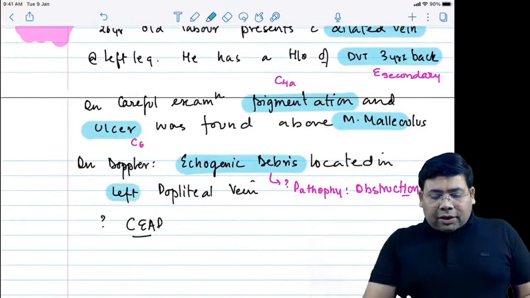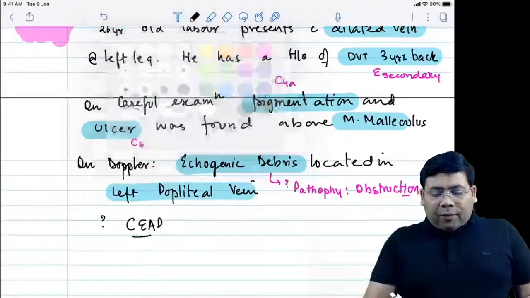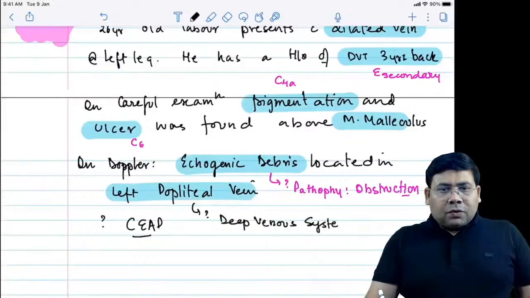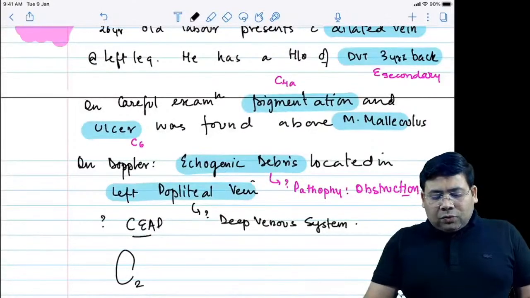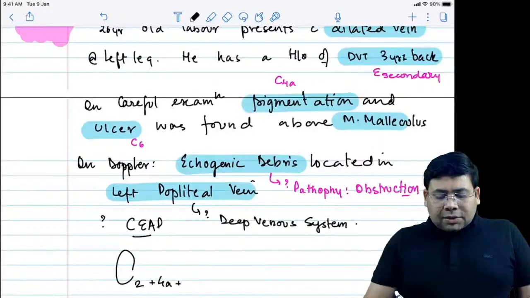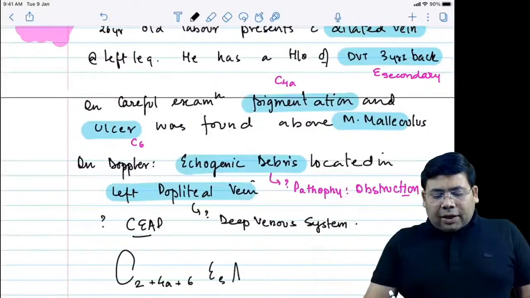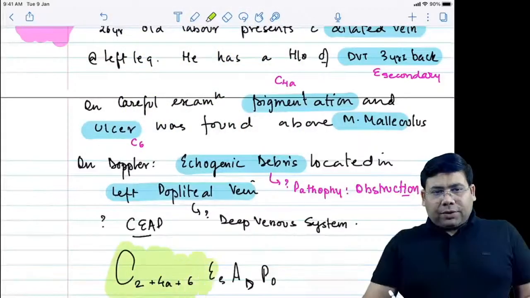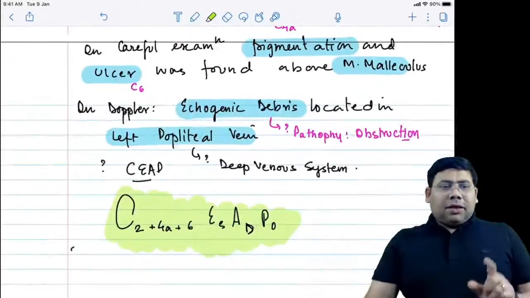And where? In the left popliteal vein. Left popliteal vein means what? Deep venous system. So if you see, we have C2 plus 4A plus 6. Etiology is secondary to DVT. Anatomy is the deep venous system. Pathophysiology is obstruction. So this is the complete C that we have for this patient.